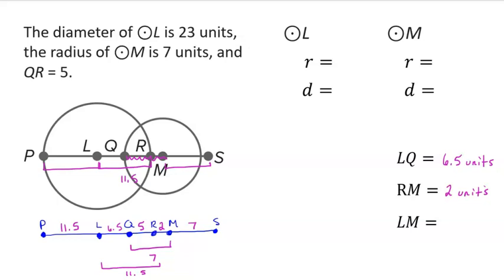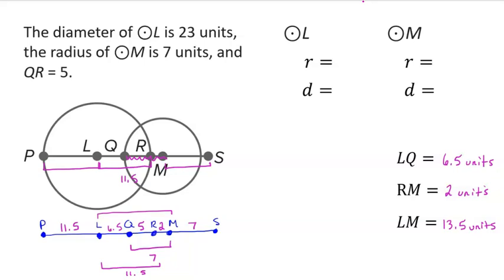And be careful on LM, because LM is this entire piece here. So that means you need to add all of these together, which means that it's going to be this 11.5 from here to here, plus that extra 2. So that's going to be 13.5 units.